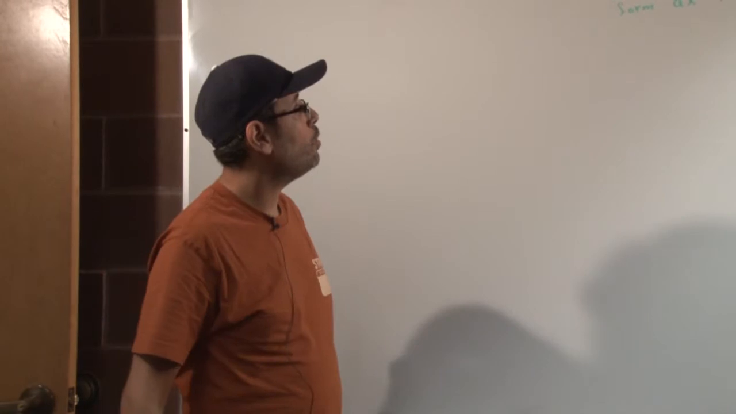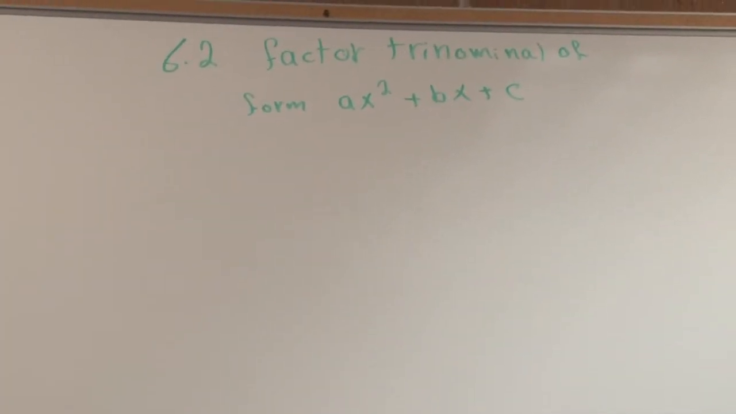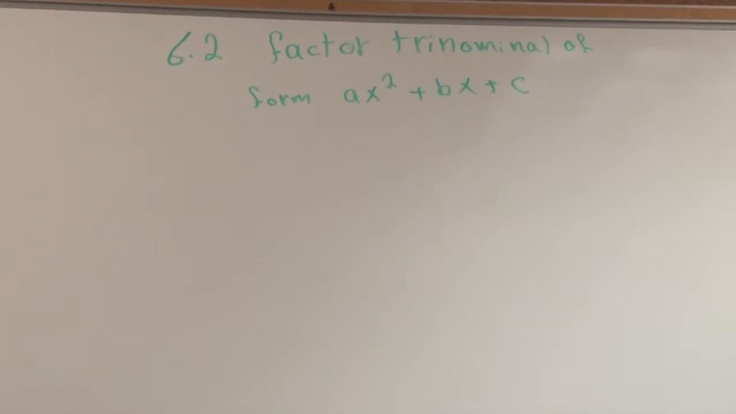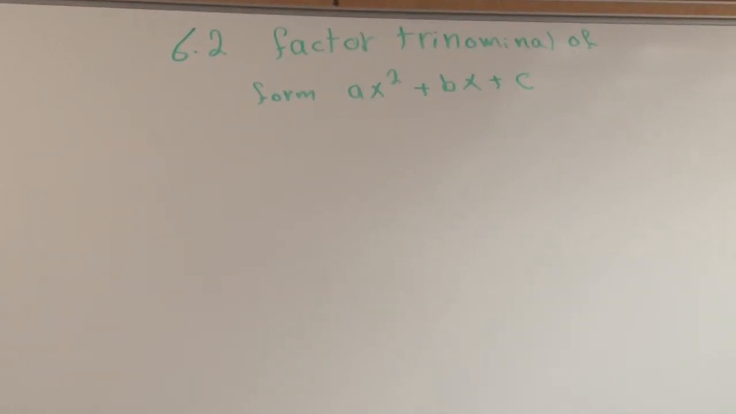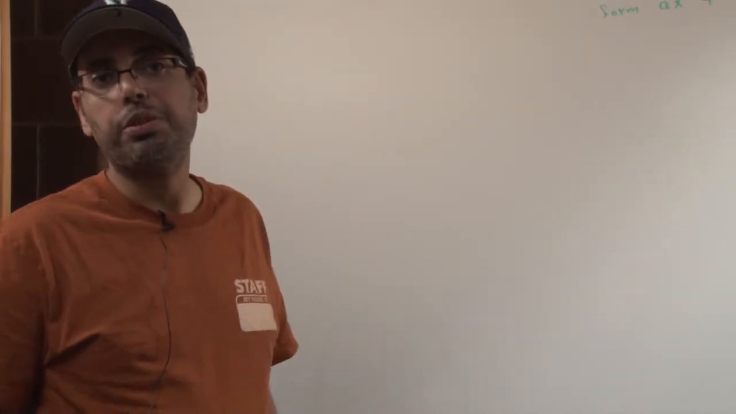Welcome back. Today we have a factor trinomial of form ax squared plus bx plus c. As we have learned before about factoring, we knew about factoring by grouping. We're going to use kind of factoring by grouping here, but we're going to learn about that in a different way.